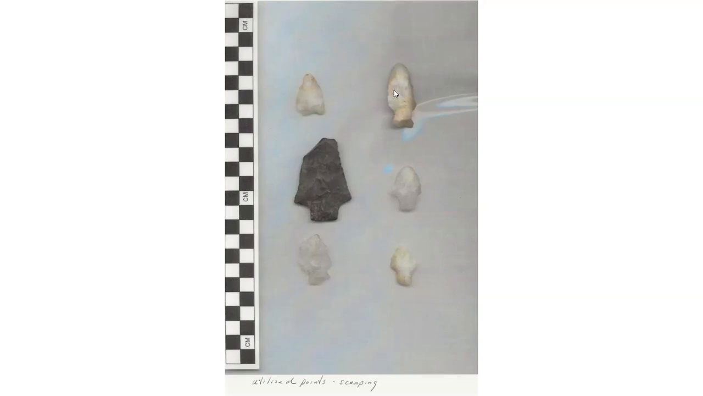Probably these smaller ones might even have been used for fishing. Also used for scraping, which would have meant that, I don't think this one was, but these smaller ones would have been scrapers used to clean a deer hide of the fur and prepare it for tanning.